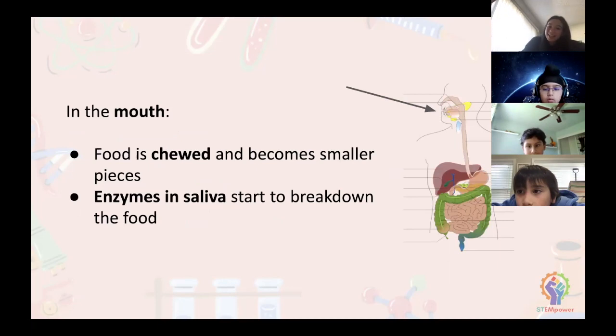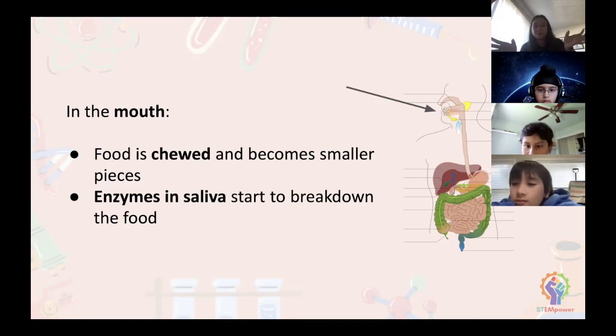Okay, so we're gonna start with the mouth. In the mouth, food is going to be chewed into smaller pieces. And the reason why this is so important, I'm actually going to ask you guys, what do you think happens if we try to swallow a piece of food that's way too big for our esophagus? What happens? It might get stuck. Yeah, it gets stuck, and then we end up choking, right? So it's important that we chew our food so that we don't end up suffocating.